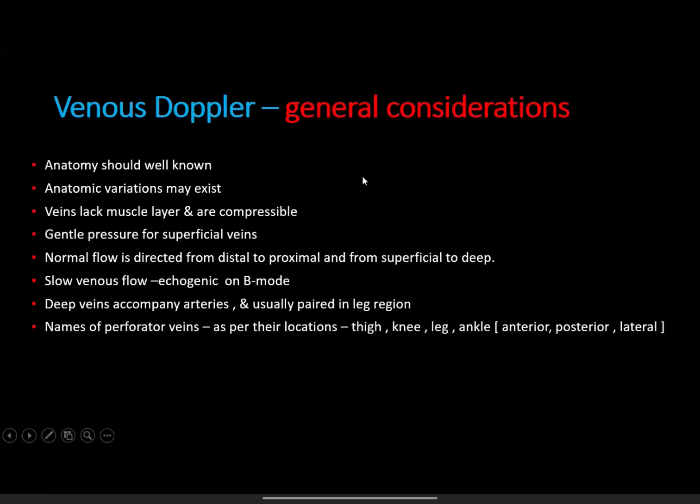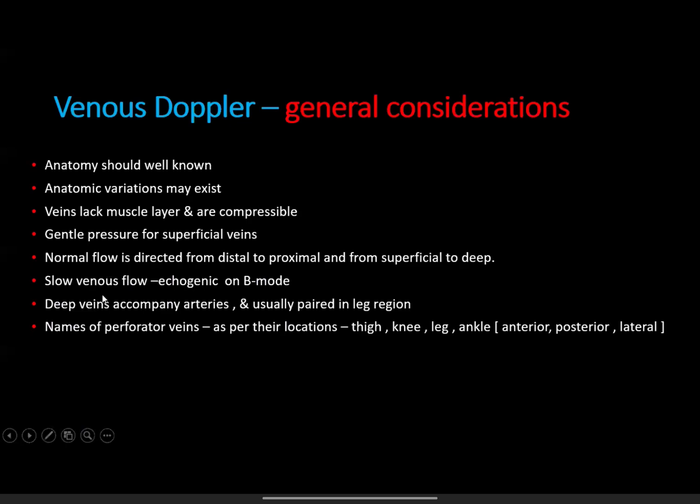So let us have some idea of general considerations. Anatomy should be well known before examination. Anatomic variations may exist. Veins lack a muscle layer in their walls, so they are very compressible. So we need to apply gentle pressure while examining the superficial veins. Normal flow is directed from distal to proximal in the superficial system and from superficial to deep venous system.